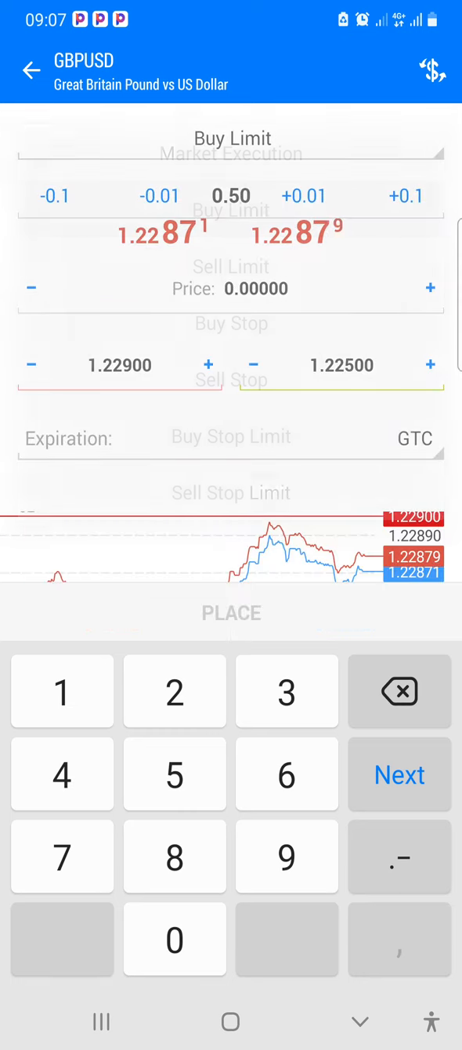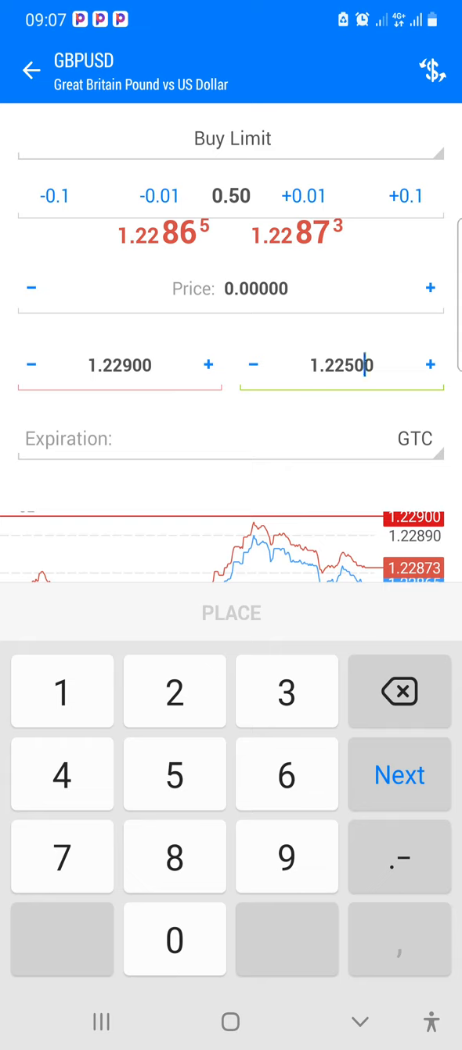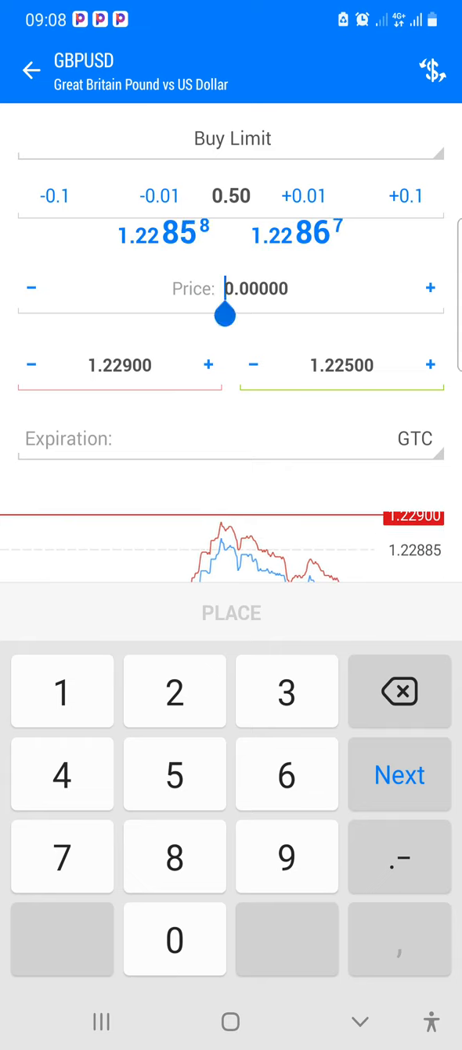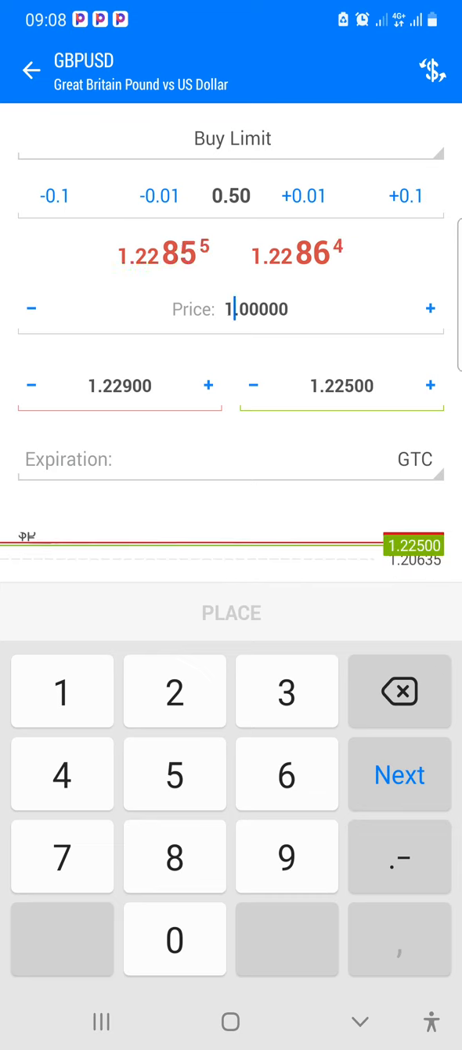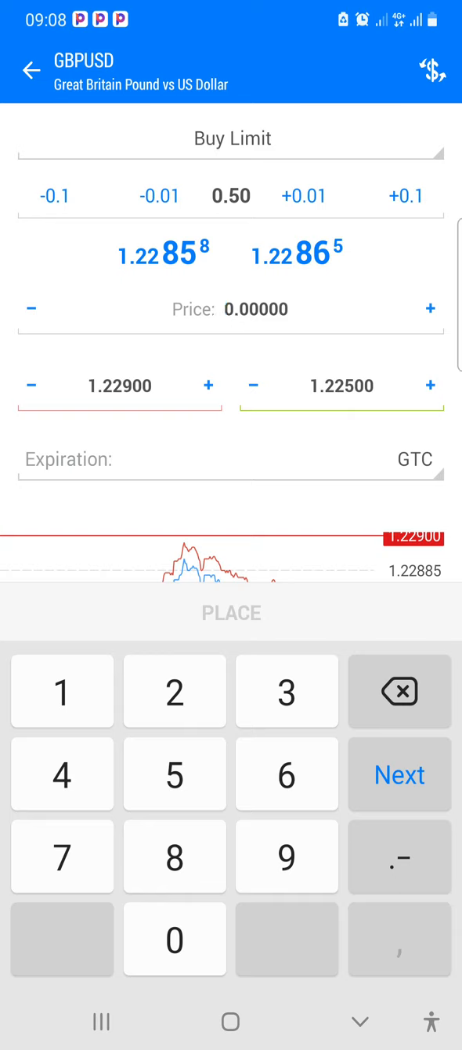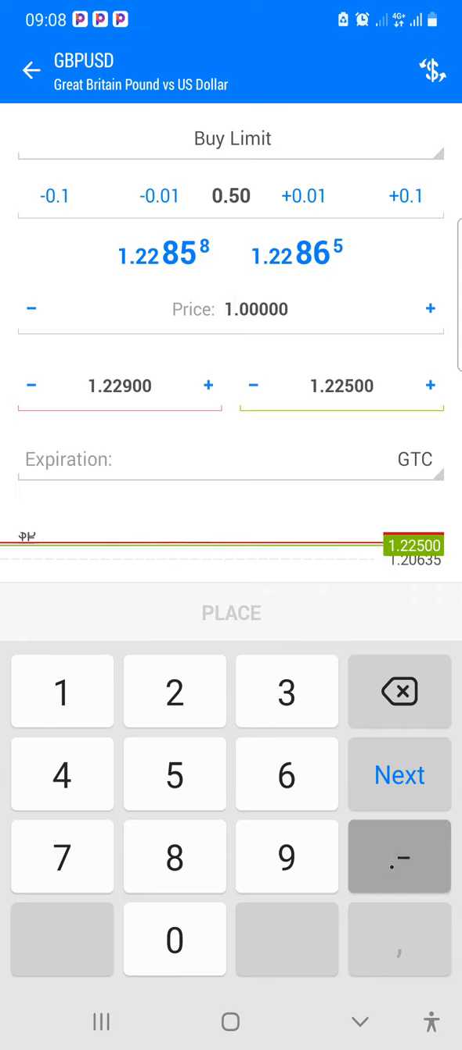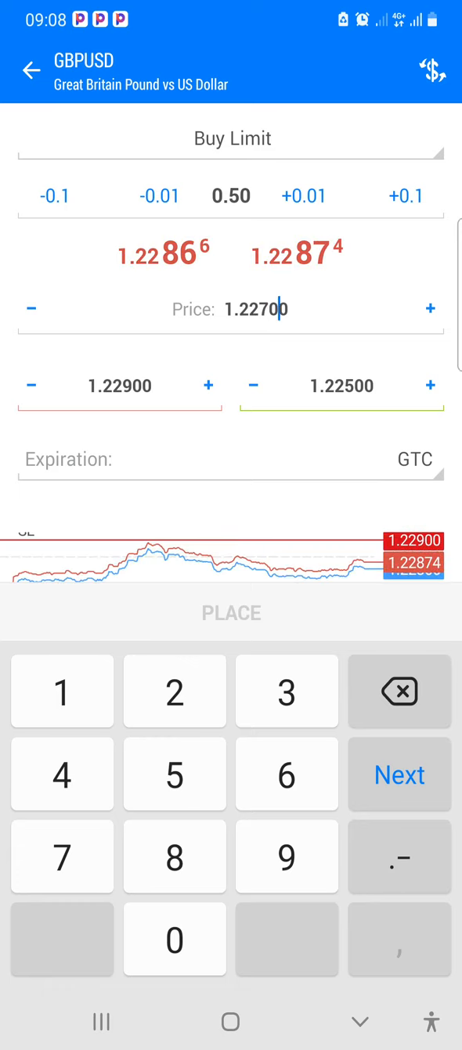That's that. Then the buy limit: you want to buy at a price lower than the current market price. Let's say the current market price is 1.2285 or 6. So you buy at the price below it, so you get at the best price. This is where you set the price at which you want to buy. So let's say I want to buy at 1.2270.